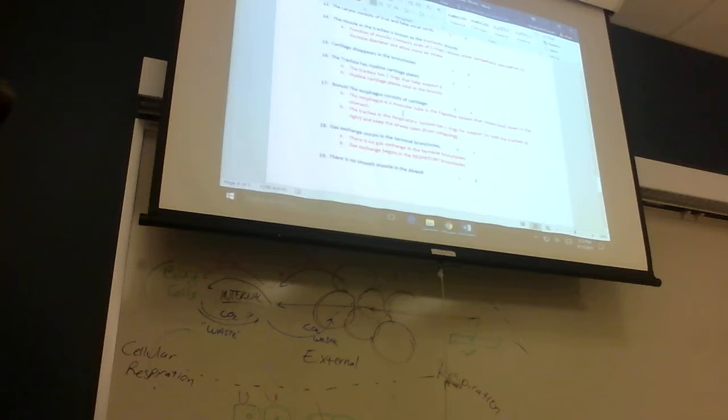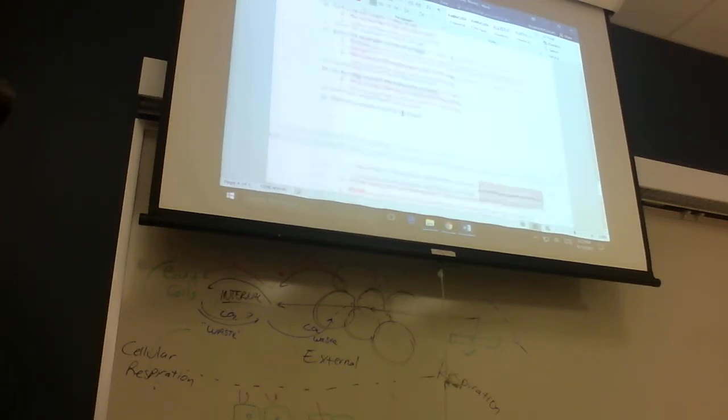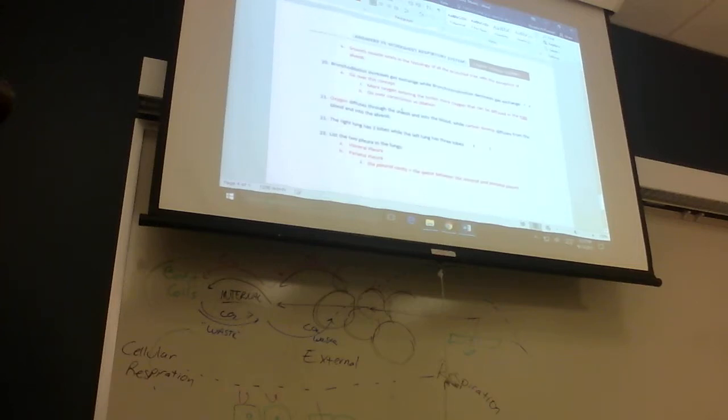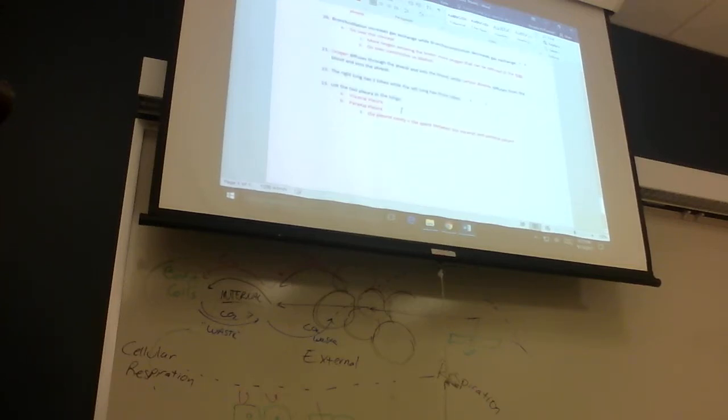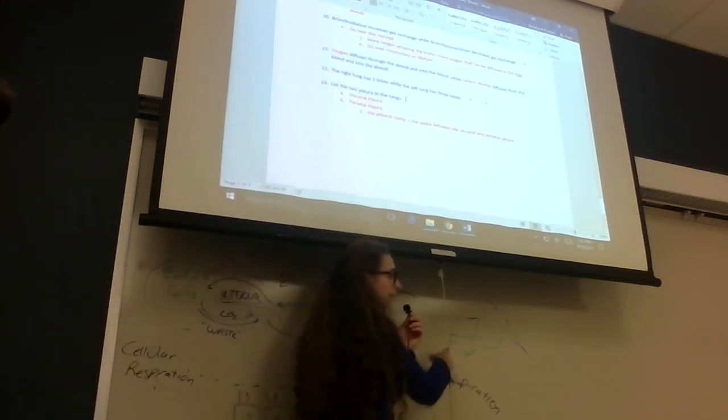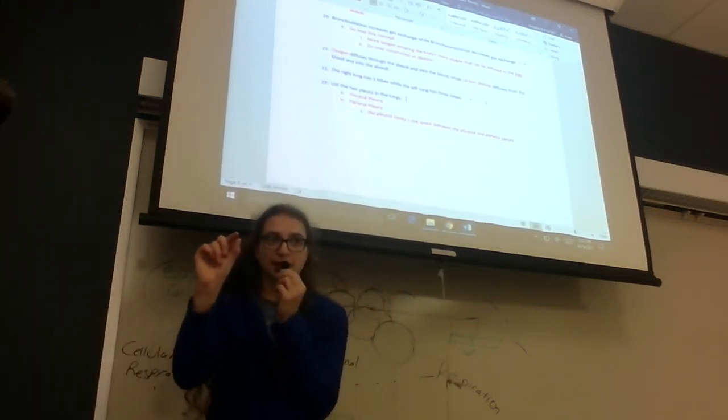There's no smooth muscle in the alveoli. This is very true. We do not want smooth muscle in the alveoli. Smooth muscle exists everywhere else except for the alveoli, because we want that simple squamous thin epithelium for gas exchange to occur.